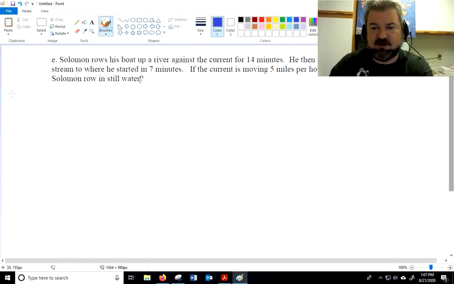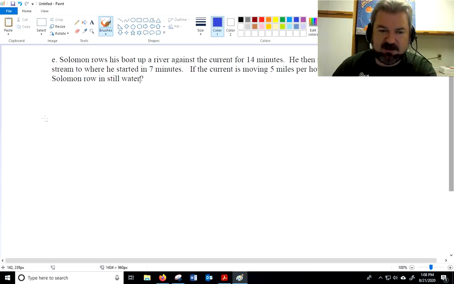Solomon rows his boat up a river against the current for 14 minutes. He then rows back downstream to where he started in 7 minutes. If the current is moving 5 miles per hour, how fast can Solomon row in still water? All right, classic problem, classic problem.